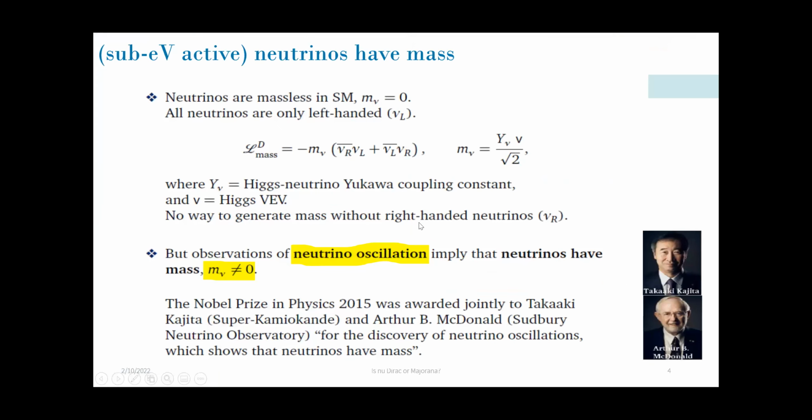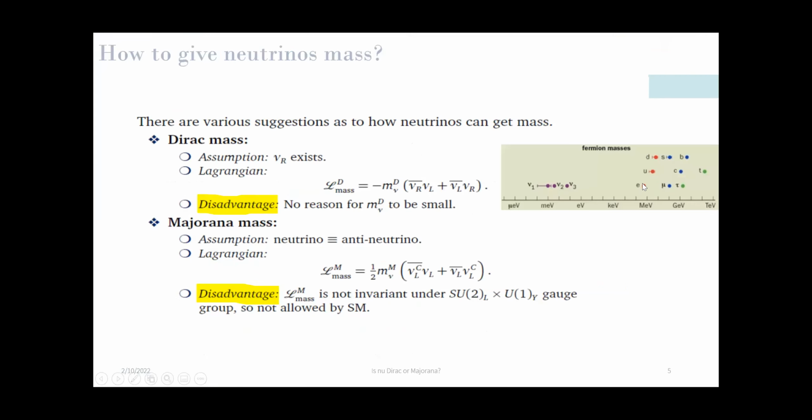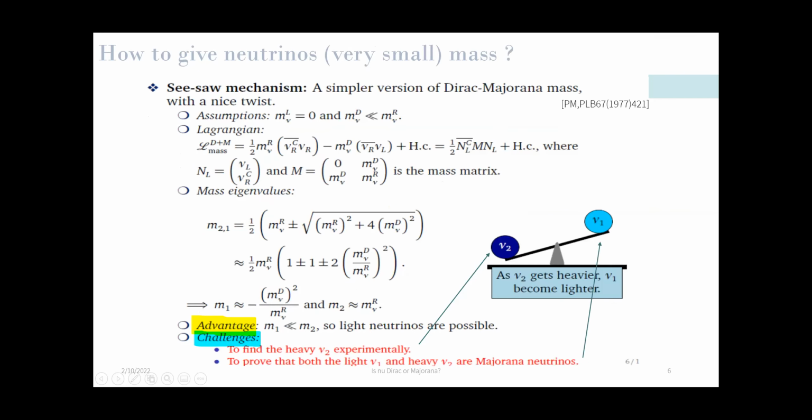As you know, neutrinos now have mass, a tiny mass. While tiny, the difference from the lightest charged particle, the electron, is possibly about 10 to 7 orders of magnitude, so we still need to give them mass. There are some disadvantages in giving Dirac or Majorana masses. Those disadvantages can be resolved by using the seesaw mechanism, but there are still challenges. We have to find these heavy right-handed neutrinos, which we haven't seen. Another is that the light sub-eV electron, muon, tau neutrino should not be Dirac, it should be Majorana in order to use the seesaw mechanism. So we have two challenges.